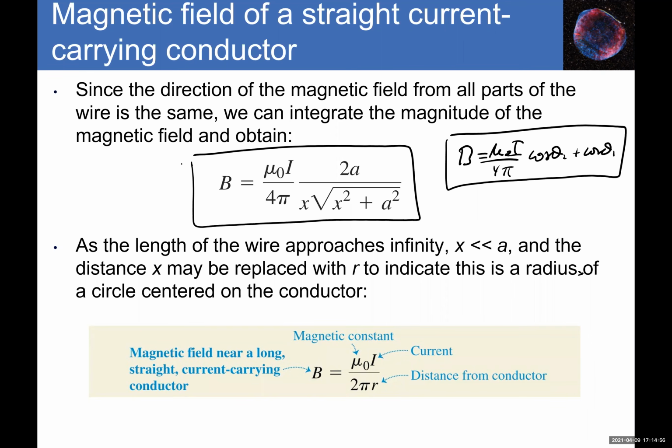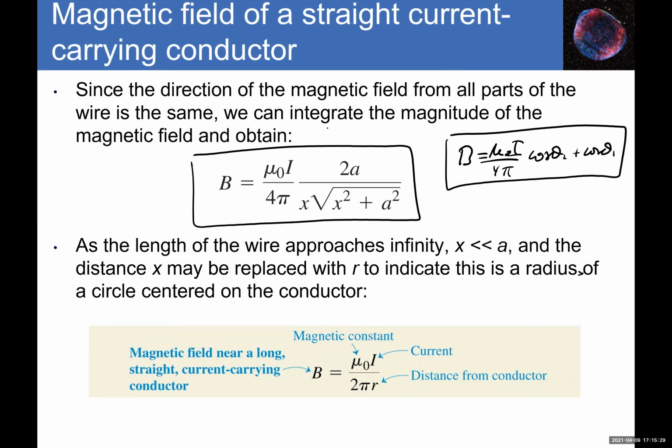Okay. Another version of that can also be written in terms of the 2a over x squared plus 2a. Since the direction of the magnetic field from all parts of the wire is the same, we can integrate the magnitude of the magnetic field and obtain this result. Okay, so from here we can get several things. Let's say if it's a finite or infinite wire. For example, this is pretty much for the finite wire that has length 2a, right?